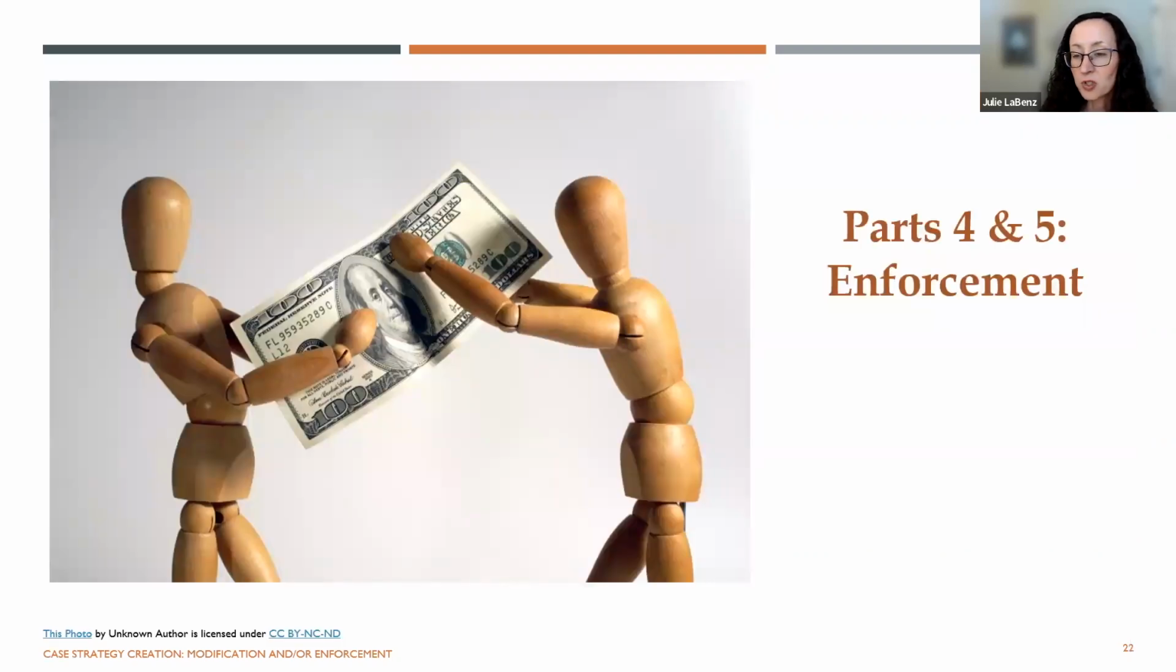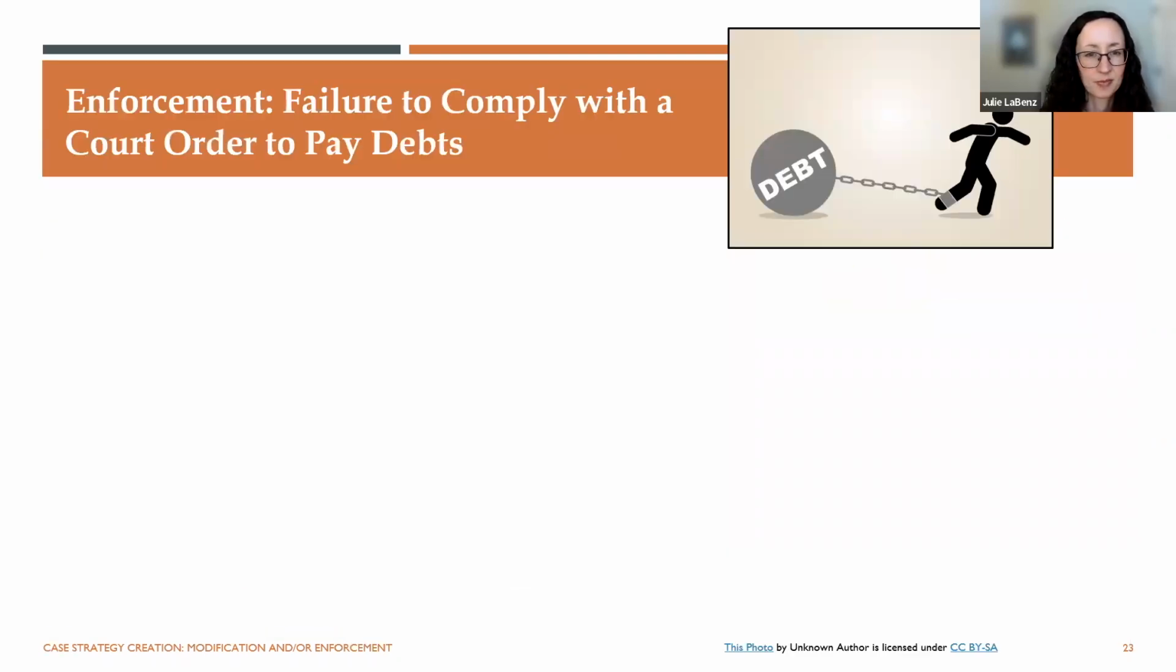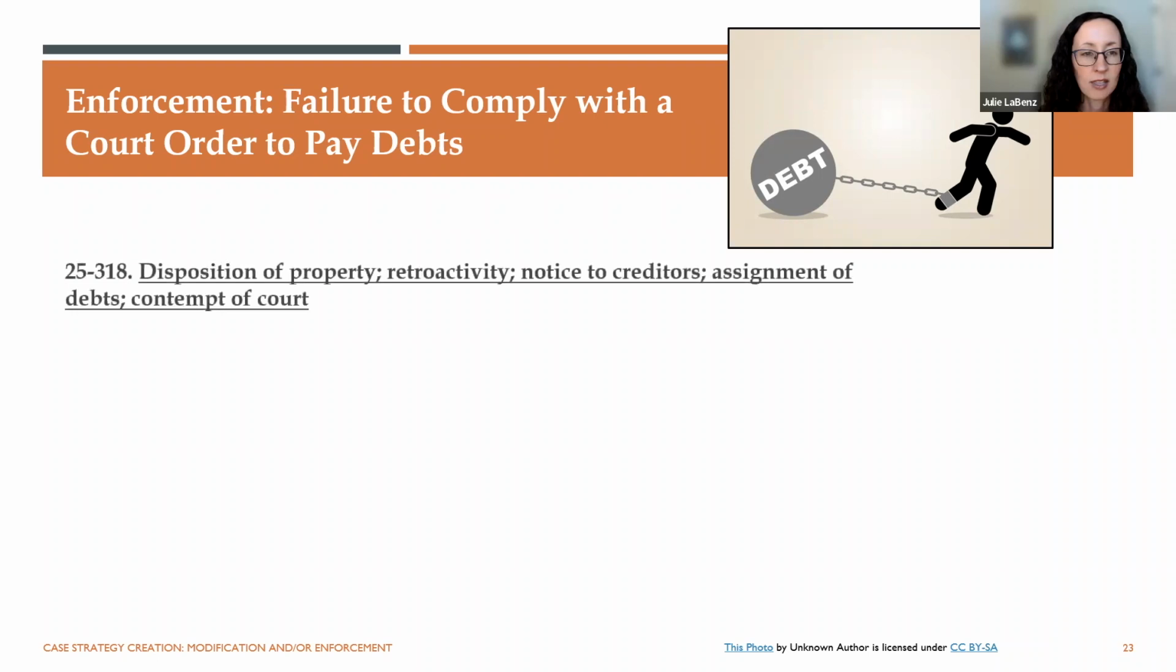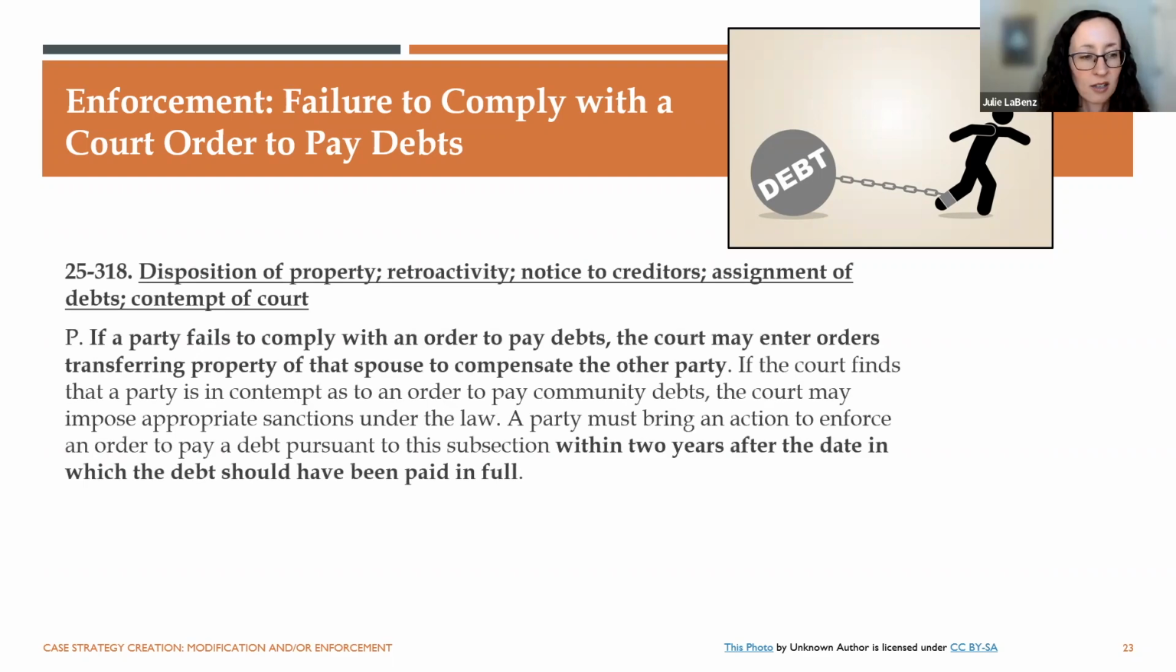All right, let's move to enforcement now. There are different elements to enforcement. And so what we're going to look at here is a situation where your ex failed to comply with a court order to pay debts. This could be through your divorce decree. This could be through your establishment order, because there can be an order to pay hospital expenses related to the birth of a child. So this doesn't only come up in the divorce context, but most often that's where it would come up, because debts are divided in a divorce.